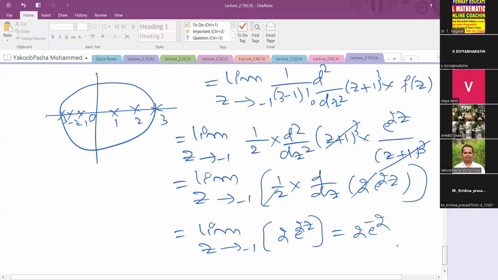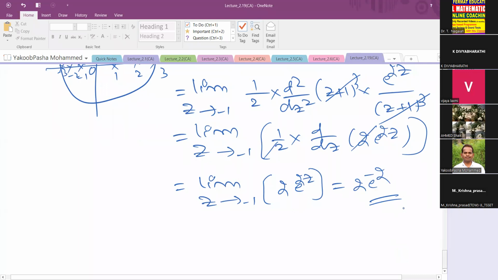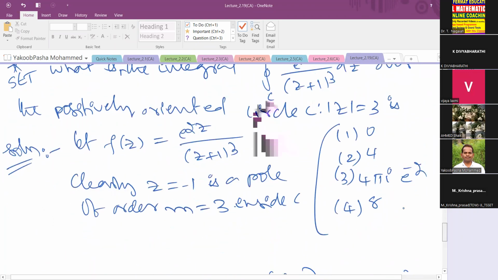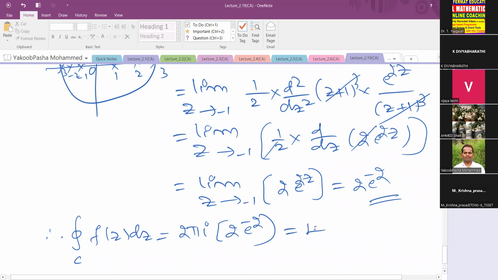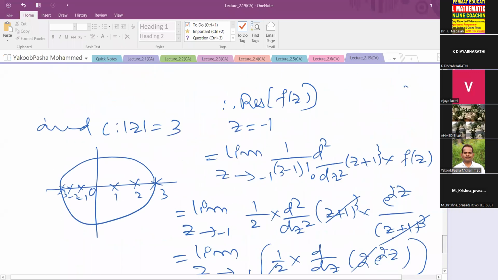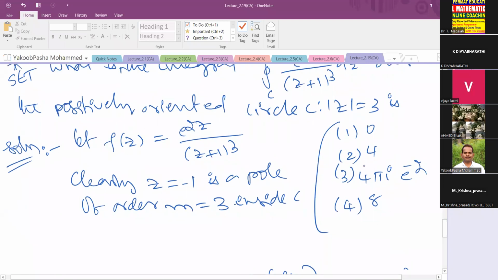Okay. Now this is the residue only, but we have to calculate the integral value. Therefore, by definition of residue, the integral over C of f of z dz is equal to 2 pi i into the residue of the function, that is 2 into e to the power of minus 2, which is equal to 4 pi i e to the power of minus 2. So 4 pi i e to the power of minus 2 is the answer. So option 3 is the right option.